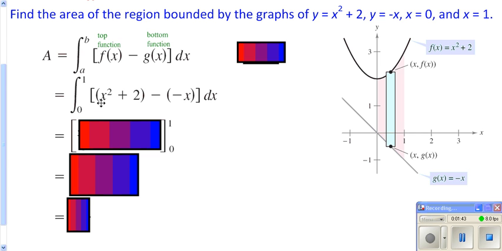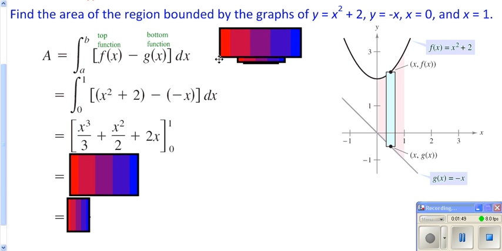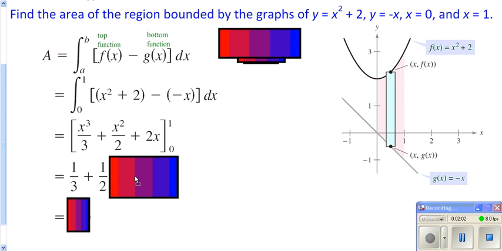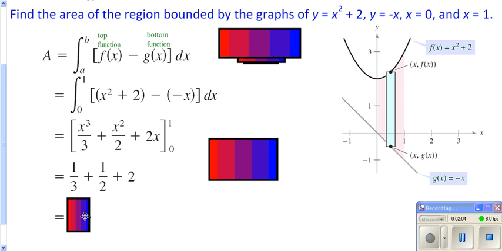So now all you have to do is just integrate each one. You integrate your x squared, integrate your 2, and you get your 2x. You're going to have a minus, which is a plus x. And when you integrate plus x, you get this right here. Evaluate that from 0 to 1. So plug in 1, subtract what you get when you plug in 0, and you get the area.